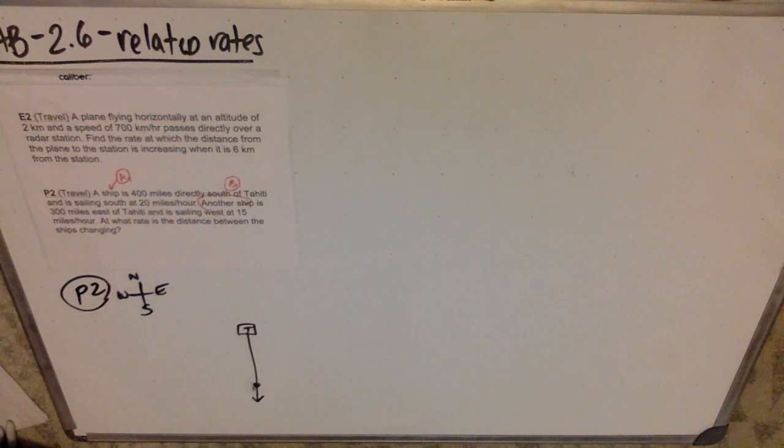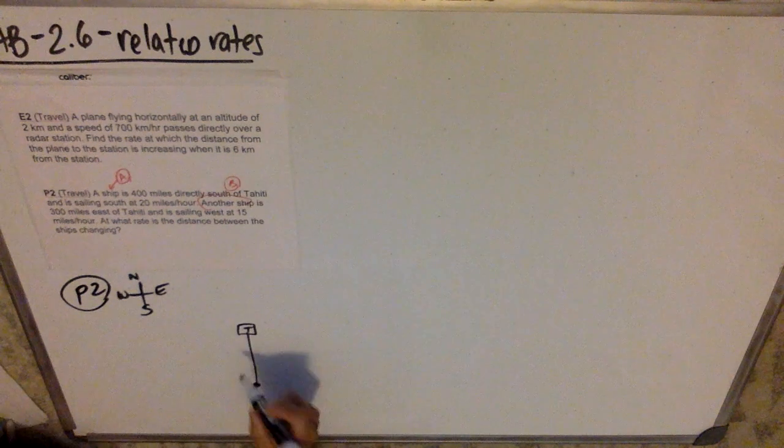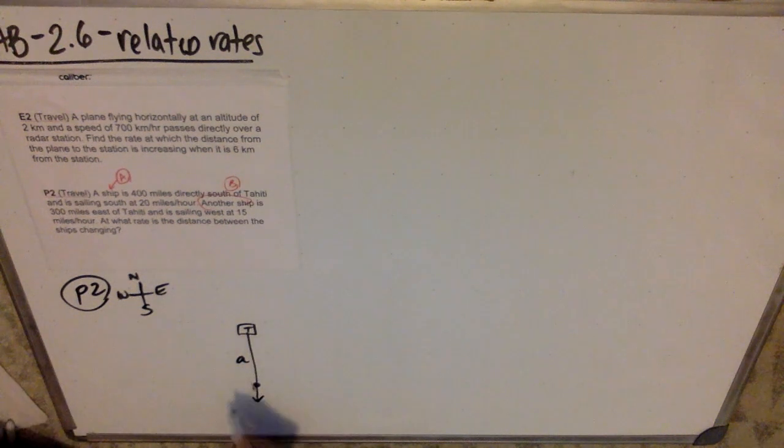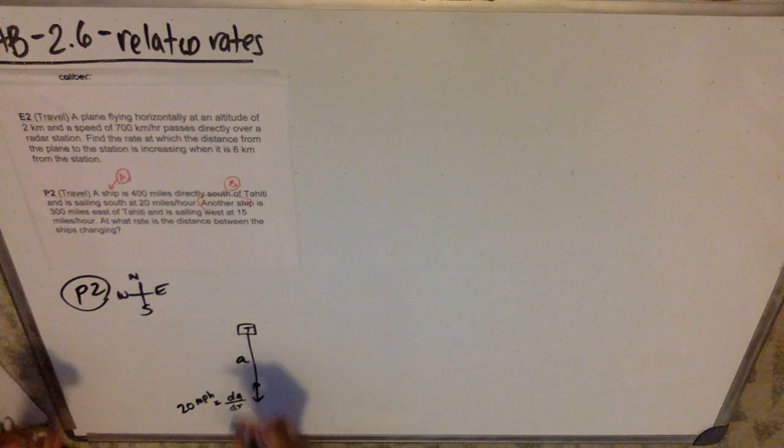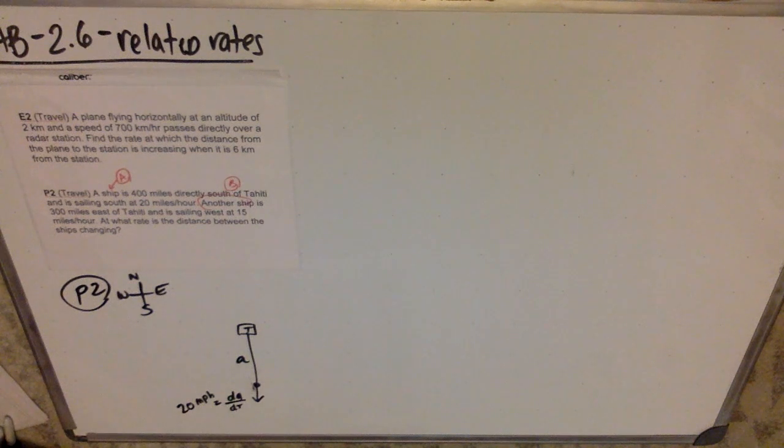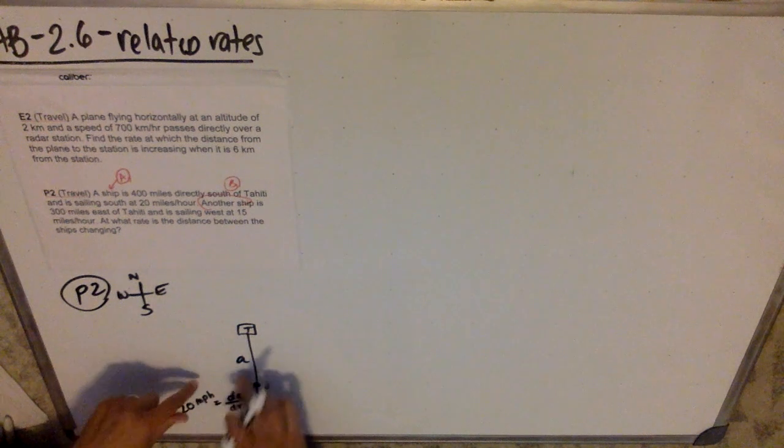Okay, so here's what I know. I'm going to call this A for ship A, and I know that dA/dt, right, the rate at which A is changing, is 20 miles per hour. Now, notice that the 20 is positive. The reason it's positive is because A is physically getting longer. The ship is south of Tahiti, and it is sailing farther south, right? So that value is positive, A is getting bigger.